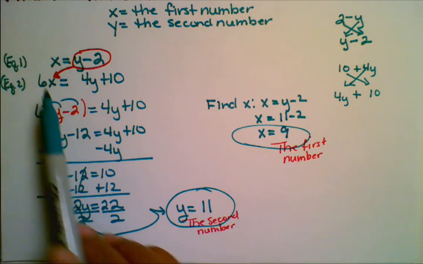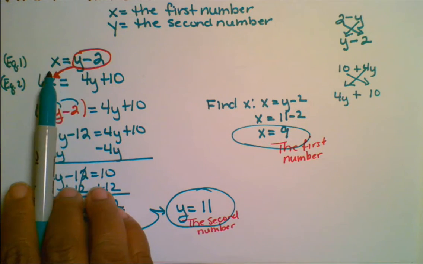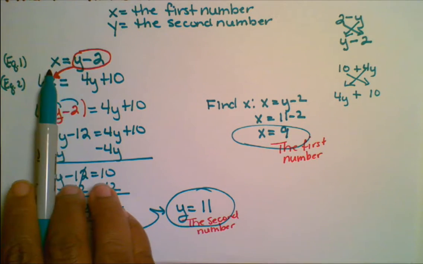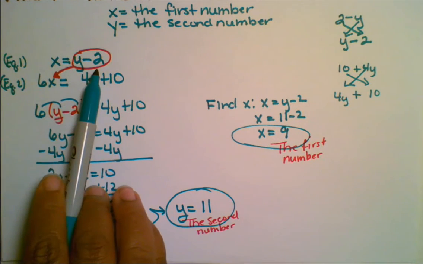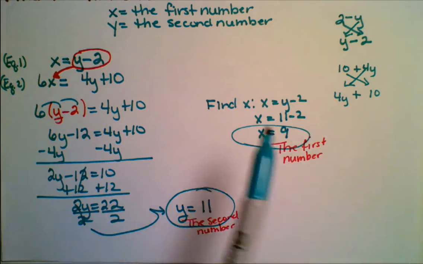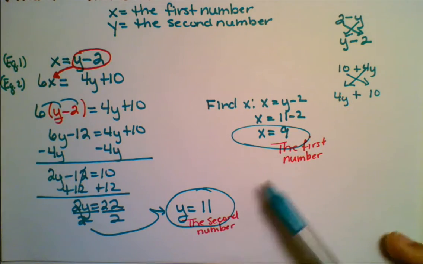If you want to plug it into this formula, x is equal to y minus 2: 9 is equal to 11 minus 2, and 11 minus 2 is 9. So we know that we have the correct solutions.